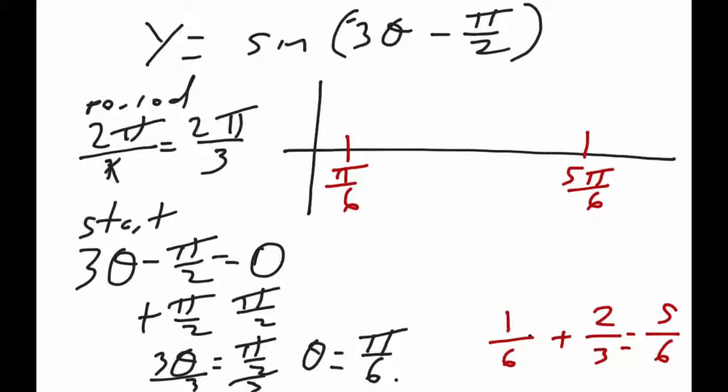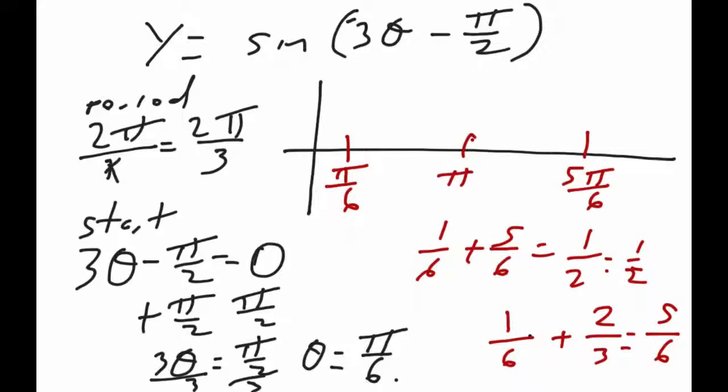So what's right in the middle of pi over 6 and 5 pi over 6? Well, I'm just going to take the average of those two. So 1/6 plus 5/6 equals 1. 1 divided by 2 is 1/2. So in the middle here we have pi over 2.